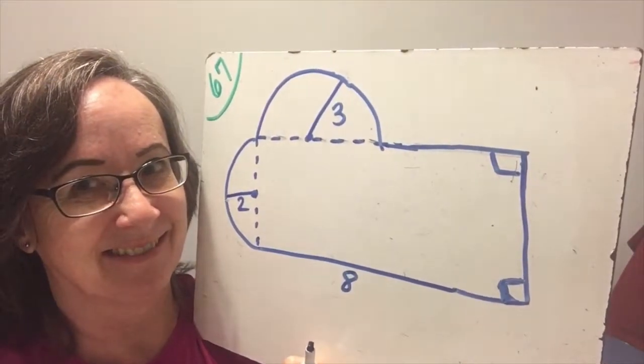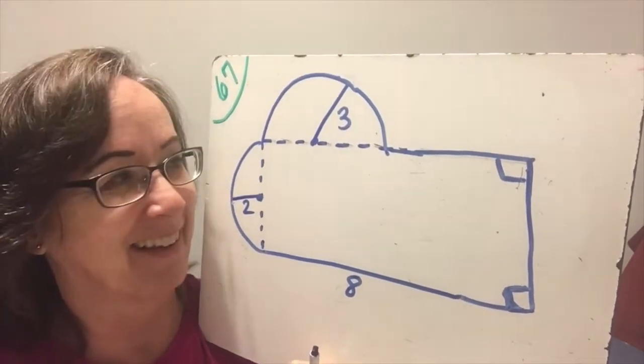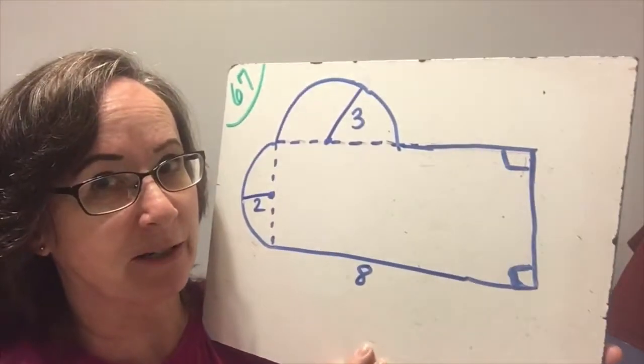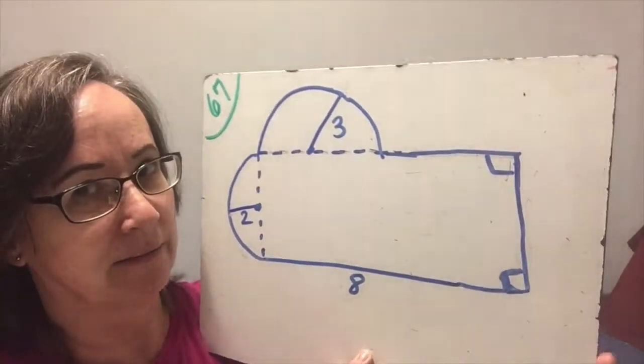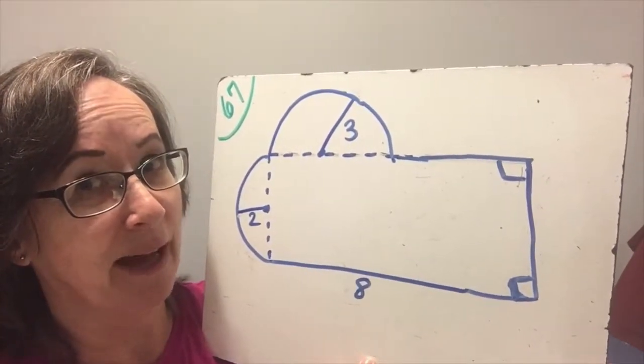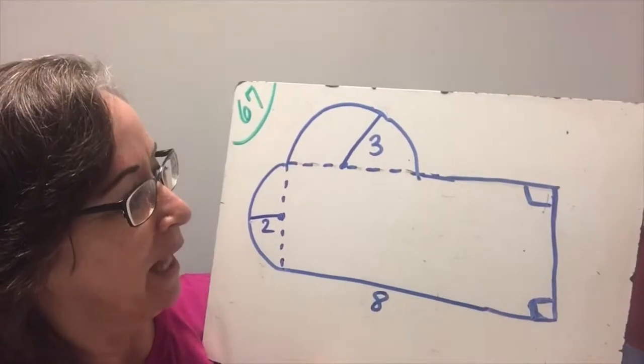Did you do it? Did you pause? Okay, hopefully you have the answers to both perimeter and area. If not, go away, do it, then come back. Here we go. We're going to do perimeter first.